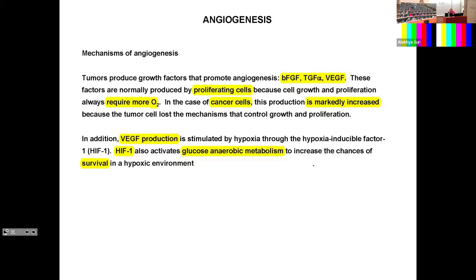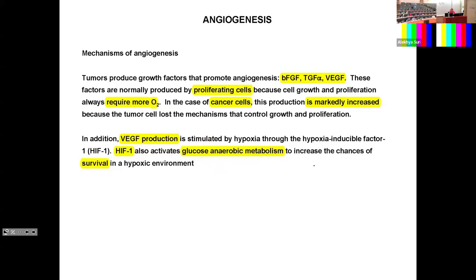So the tumor secretes those factors, and they induce the proliferation of the cells, which require oxygen. If they don't have oxygen, we are going to see later in this topic that they can do glucose anaerobic metabolism. The production of VEGF is stimulated by hypoxia.